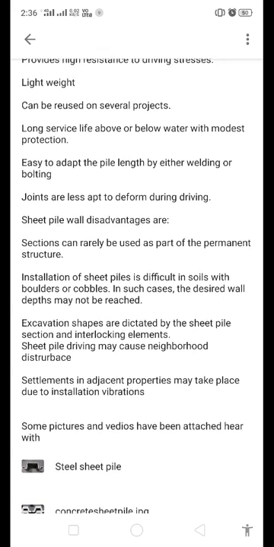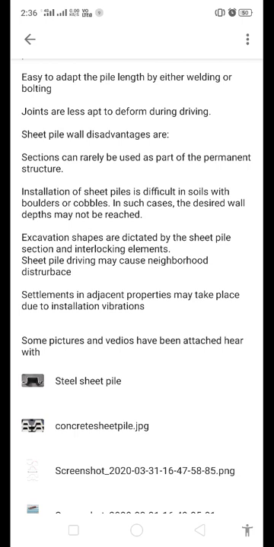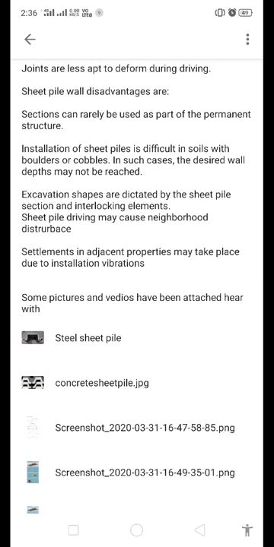disadvantages. The sections can rarely be used as part of permanent structures, which is a disadvantage. The installation of sheet pile is difficult in soil with boulders or cobbles. In such cases, the desired wall depth may not be reached. The excavation shape is dictated by the sheet pile section and interlocking elements.